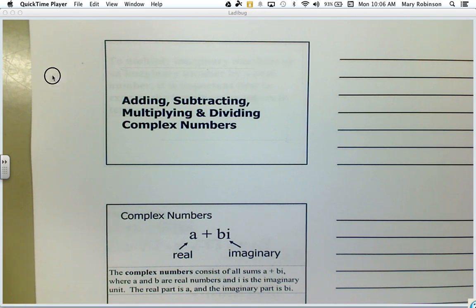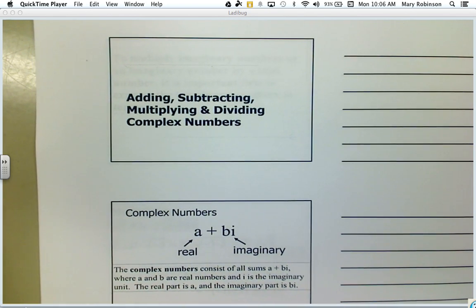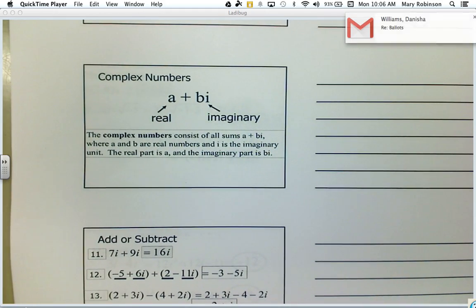Hi students, this video is a lesson on adding, subtracting, multiplying, and dividing complex numbers. As an FYI, for slides that have a lot of writing, please go ahead and hit pause to be able to copy it all down.